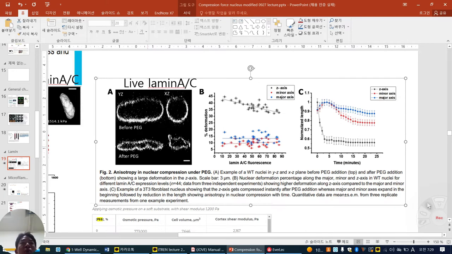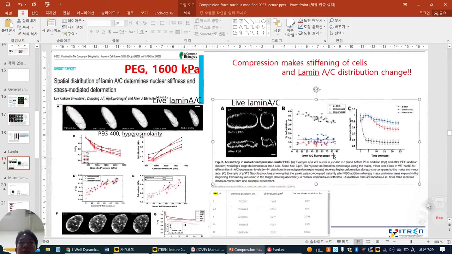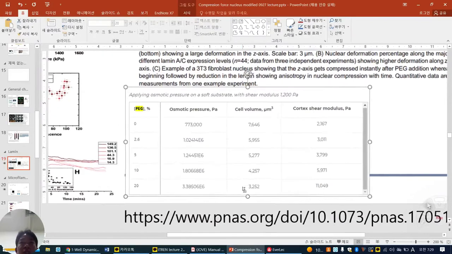Okay, so along with the live laminase, you can track the nucleus morphology. The nucleus shrinks majorly by z axis. There's not much change of the X and Y axis, minor or major axis, but the z axis is majorly changed. So this is their calculation table: the PEG amount, how much PEG you added to the media, and this is the osmotic pressure you are inducing. So this is already very well known.